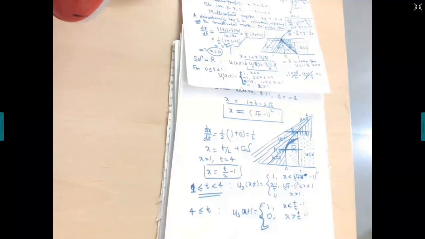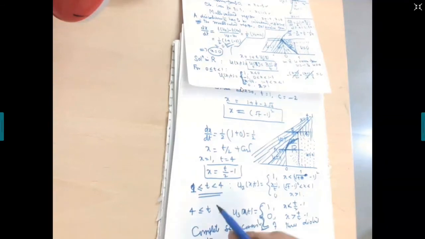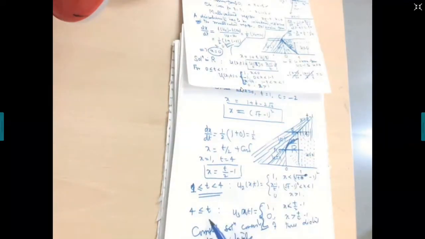So look here, the complete solution consists of 3 distinct time intervals: t from 0 to 1, t lying in 1 to 4, and t greater than 4. Is it all right? So a very interesting problem.